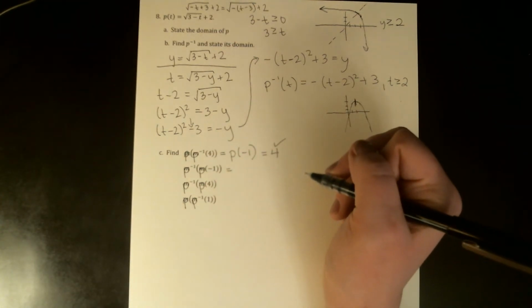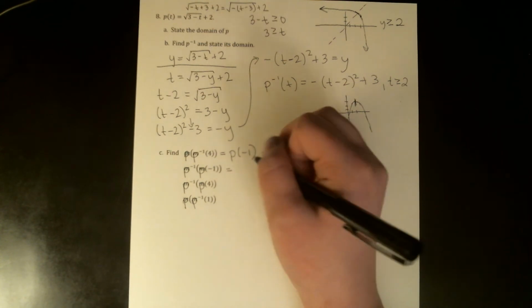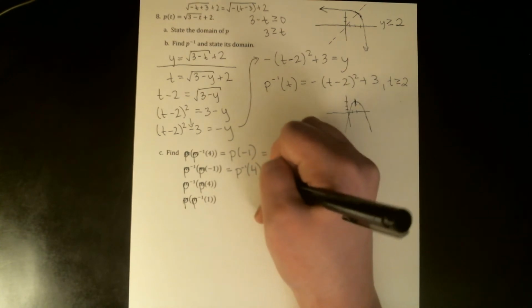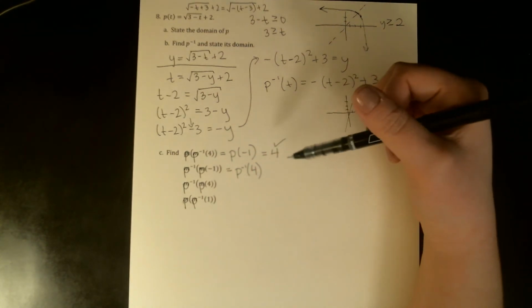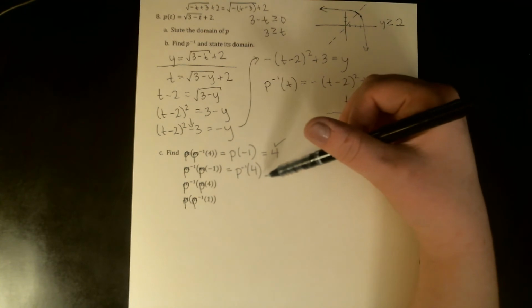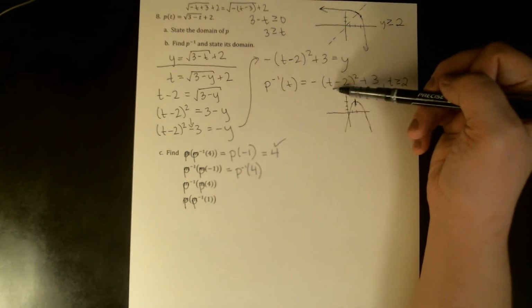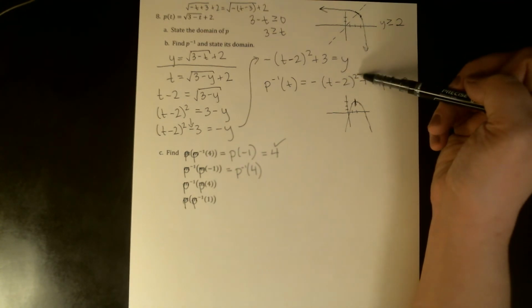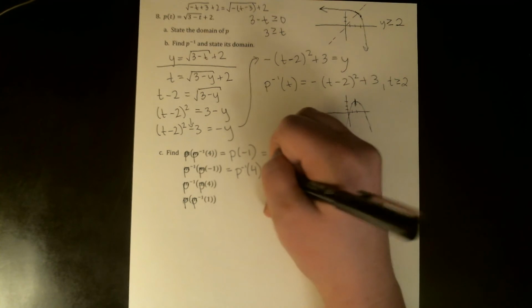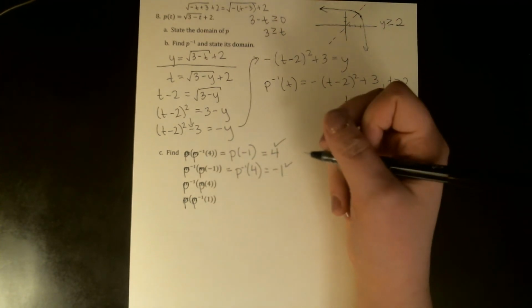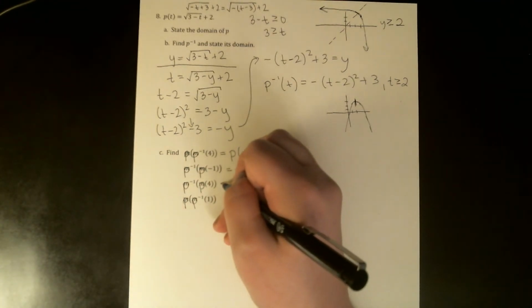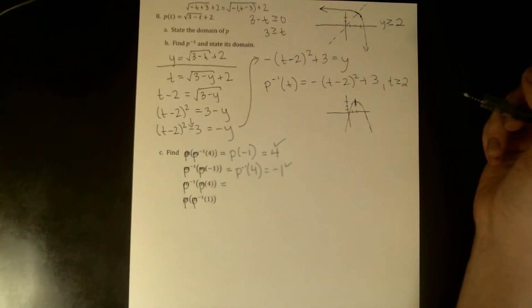P inverse of p of negative 1. Okay, we've already done part of this work. We found that p of negative 1 was 4. So we need to figure out what p inverse of 4 is. And actually, we've already done that work as well. But if you want to see it again, 4 minus 2 is 2. 2 squared is 4. Negative 4 plus 3 is negative 1. And once again, this is a good thing. I got back where I started. So if I plug in a negative 1 to the composition of the function in its inverse, I should get back a negative 1.